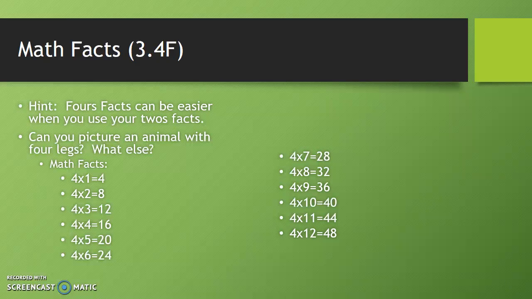Think about as well that each of those also have sets of 2 inside them. So, for example, 8. 2, 4, 6, 8. It's 4 sets of 2, but remember, we can switch it around, it's also 2 sets of 4. So 4 sets of 2 or 2 sets of 4 both equal 8.